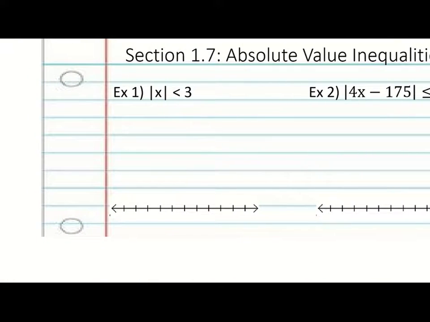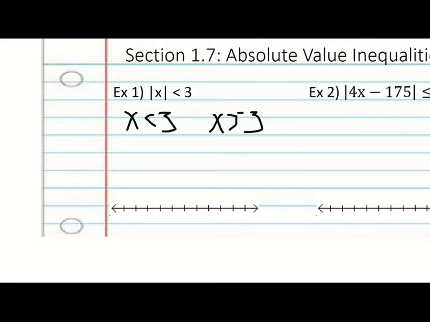Example 1 says the absolute value of x is less than 3. So what I'm going to do is basically treat these like normal absolute value equations, and then I just have to graph my final answer. So if the absolute value of x is less than 3, since the absolute value is by itself, I'm going to rewrite this to say x is less than 3, or I also have to say that x could be greater than -3.